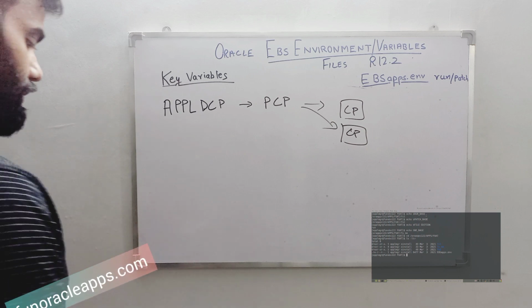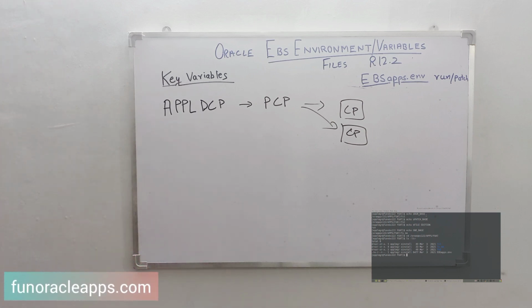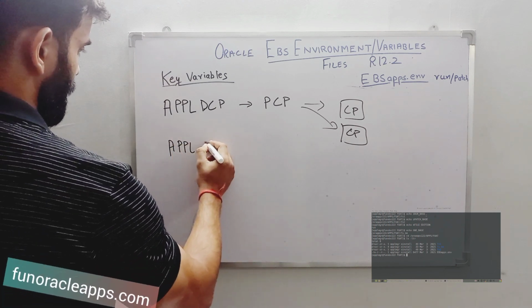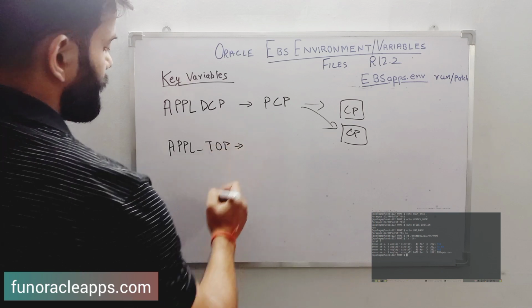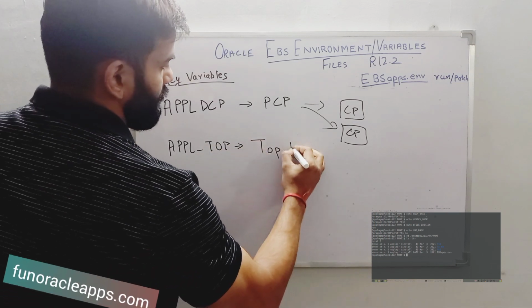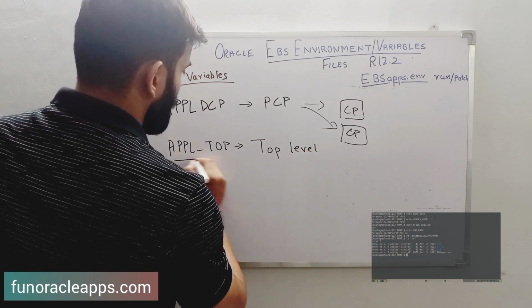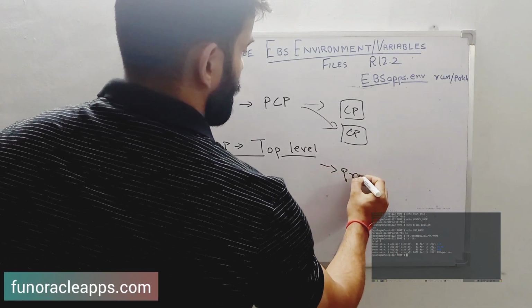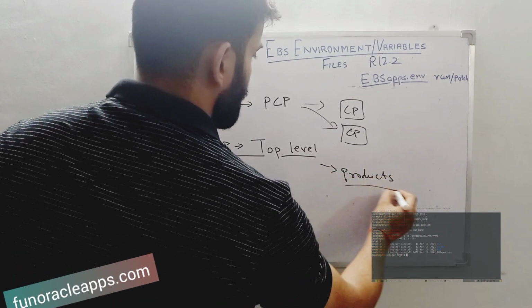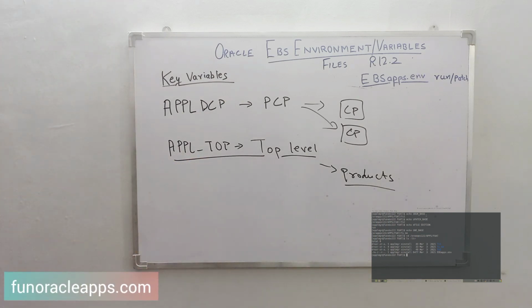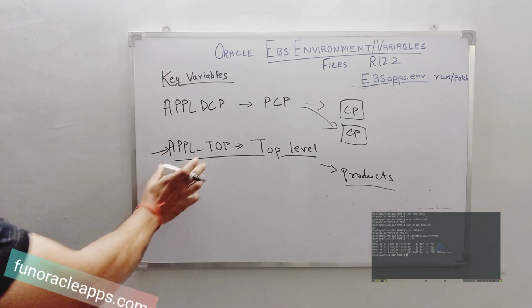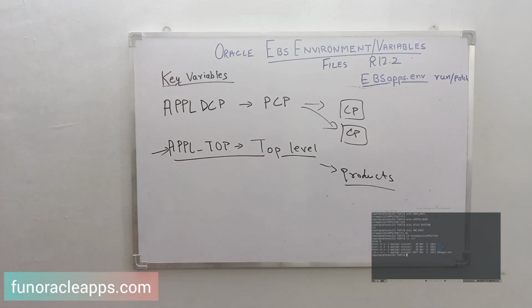And then you have APPL_TOP. Now what is this? This is the top level directory where all the products are installed, all the product related folders and files, and everything you can see in the APPL_TOP only. As a DBA also you will be using it many times, but APPL_TOP is a very important variable that you should be aware of.